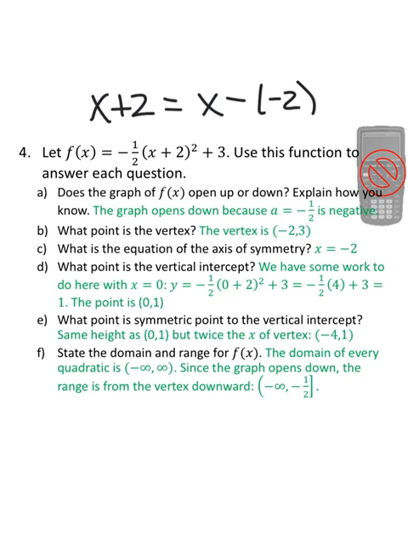The domain and range for f of x. We know the domain of every quadratic is all real numbers, so in interval notation, -∞ to infinity. Now, we said the graph opens down. If the graph opens down, it has a high point. What's the high point? The highest it goes is the y value of 3. So our range, if we wanted to write it correctly, is -∞ to 3. Mistakes happen, people. That's why we review enough, so that when it comes exam time, we can minimize those. Sorry about that.